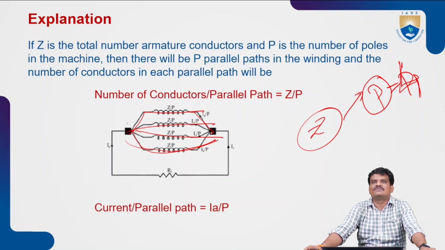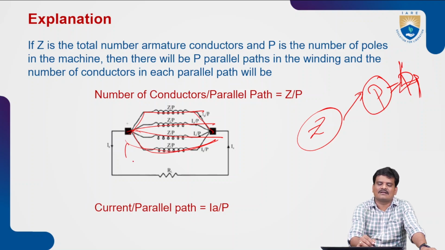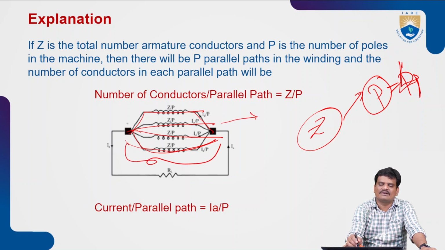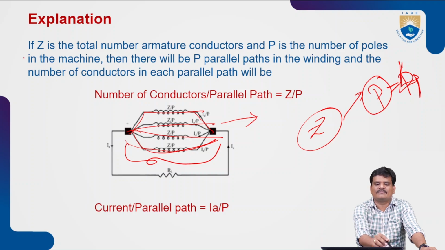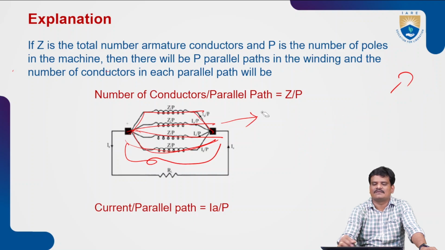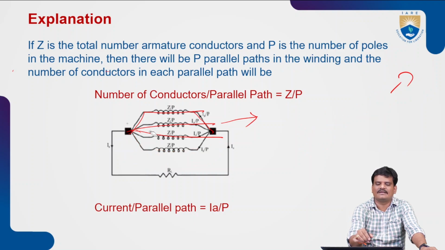And what about the induced EMF here? The same thing whatever we have done in case of wave winding. The total generated EMF can be collected across the 4 parallel paths. So I have taken an example. If Z is the total number of armature conductors and P is the number of poles in the machine, then there will be P number of parallel paths in the winding, with Z by P conductors in each parallel path. This is regarding the lap winding.